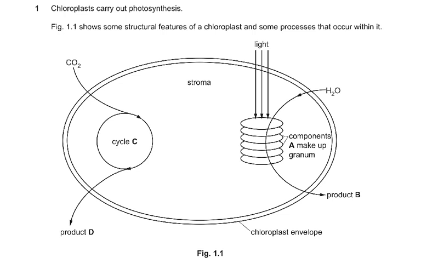Chloroplasts carry out photosynthesis. Figure 1.1 shows some structural features of a chloroplast and some processes that occur within it. So they've shown you CO2, Calvin cycle product. You know the Calvin cycle takes place in the stroma. Chloroplast, remember ST, stroma. Mitochondria has the matrix, M mitochondria, M matrix. Don't confuse these two. And then they've shown you light coming from here, and then they've shown you product B, H2O, and then product B. Then they've shown you components A make up the granum, and then there's a chloroplast envelope, and there's a product D.